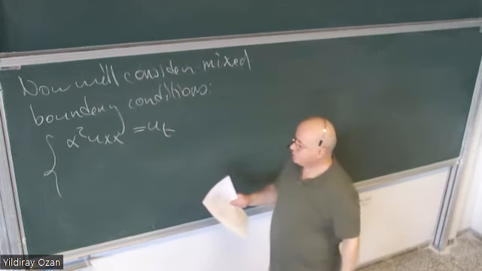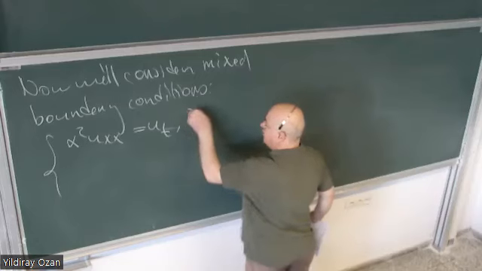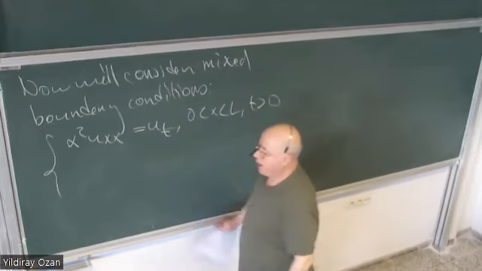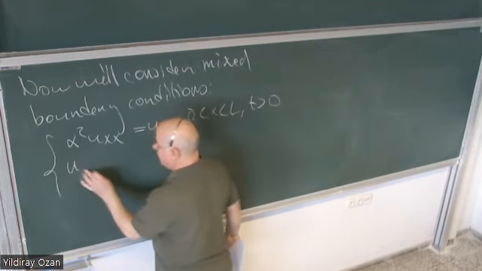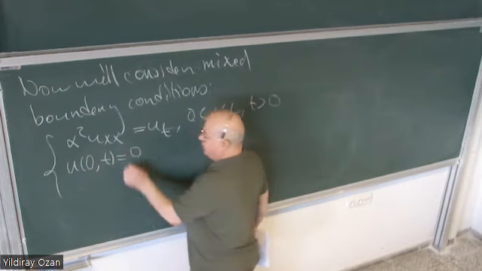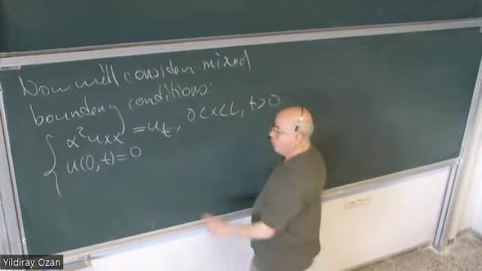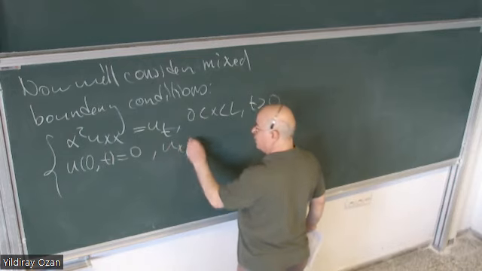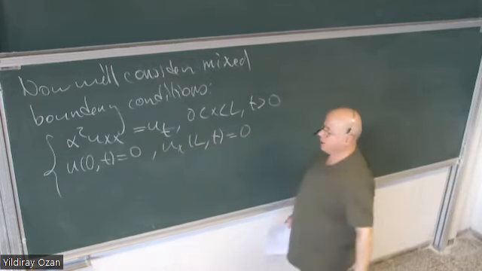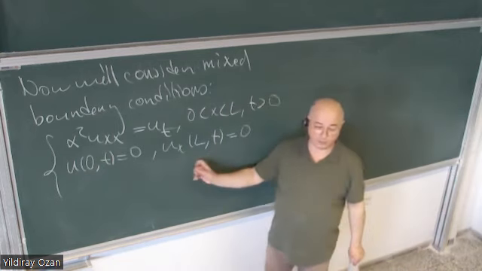So the same equation u_t equals u_xx, x between 0 and L and t is positive, and the boundary conditions are mixed. What I mean is, one end has a condition on u, and the second end has a condition like this. So here I don't have a derivative, here I have a derivative, okay?